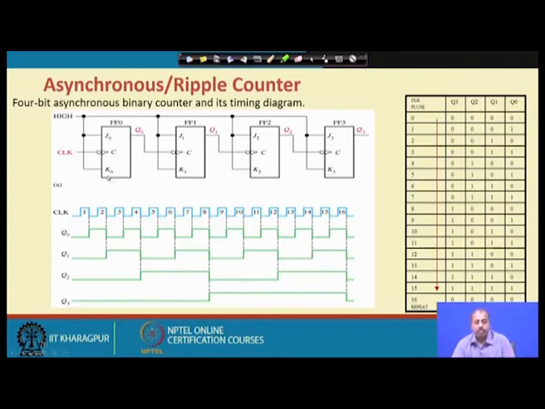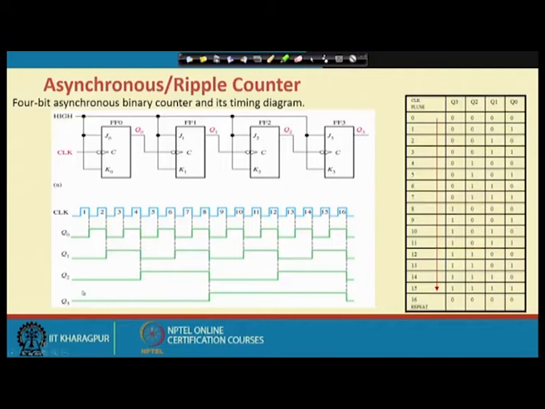You can reason out in a similar fashion that if you start at time 0, initially all these contents are 0. Then if you give a clock pulse, at the falling edge of the clock Q0 will become 1. Similarly, the next flip flop will transit at the falling edges of Q0. At the falling edges of Q0, Q1 makes a transition. At falling edges of Q1, Q2 makes transitions, and at the falling edge of Q2, Q3 makes a transition.